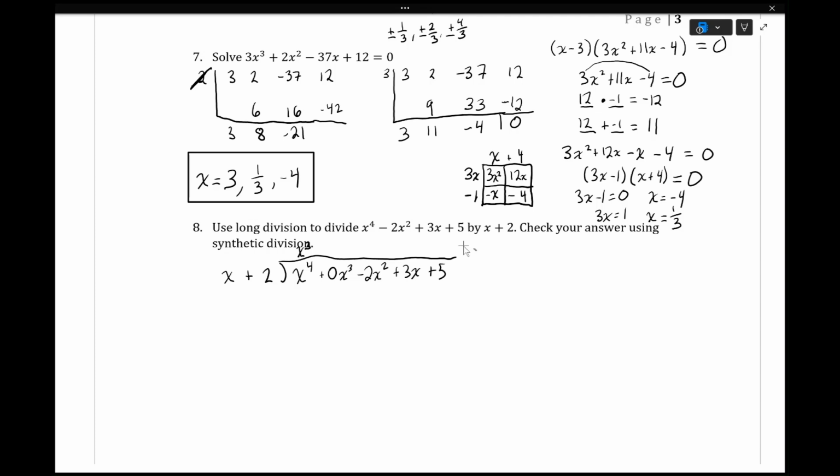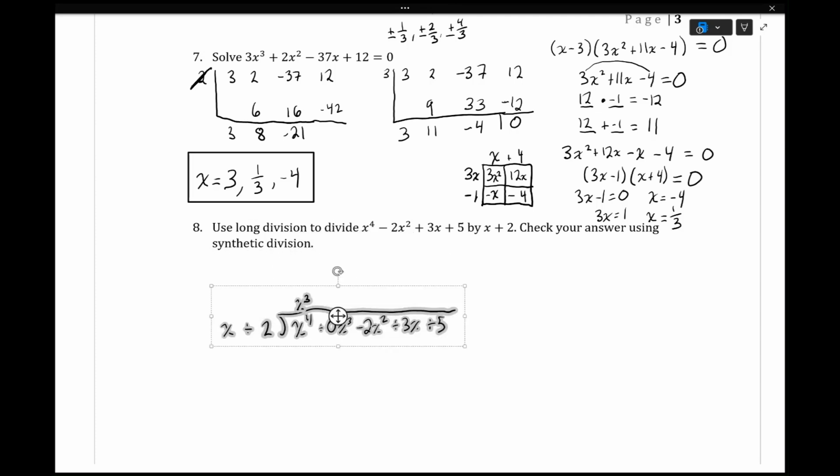Let me move this down a little bit so I'm not writing on top of text. So I end up with x to the 4th plus 2x cubed over here. I subtract all that and get a negative 2x cubed here. And I'll bring everything else down. Now, what do I multiply x by to get to negative 2x cubed? Well, that's a negative 2x squared.